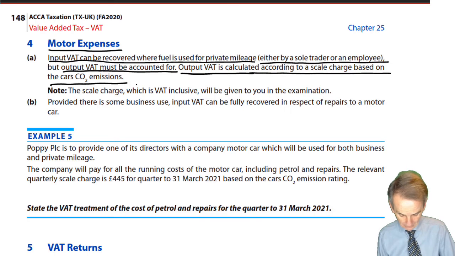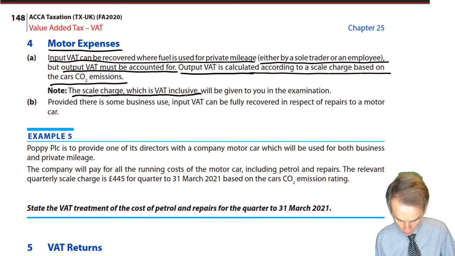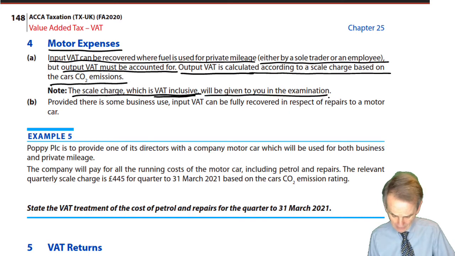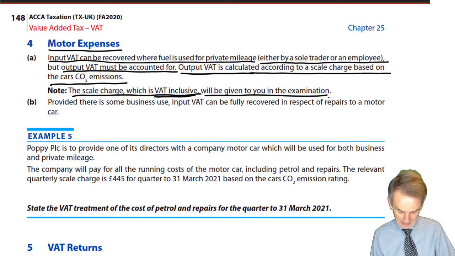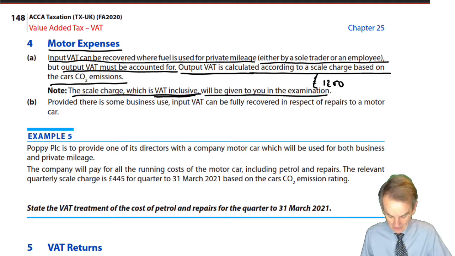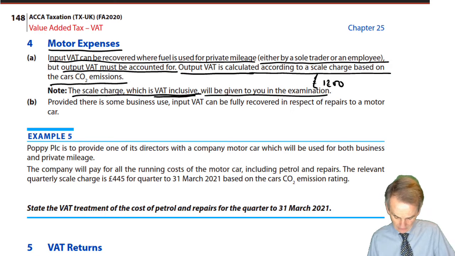You don't have to worry about that, because within any question, the scale charge, which is VAT inclusive, will be given to you in the examination. So you pick that figure up and you charge the VAT as output tax thereon. So let's say, for the sake of argument, that for this particular return period, we have got a figure of £1,200 there of scale charge in relation to the vehicle in question. £1,200, it's rather high, but if it's £1,200, then that is VAT inclusive. So we take 20/120ths, but 1,200 1/6th makes it rather easier, doesn't it? So we'll have a figure of £200 of VAT.